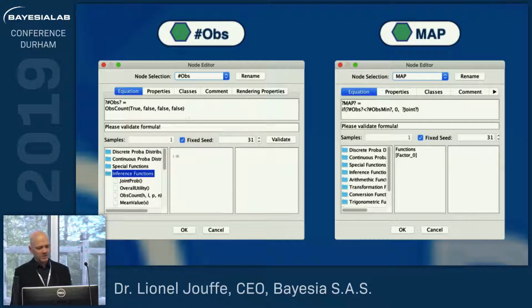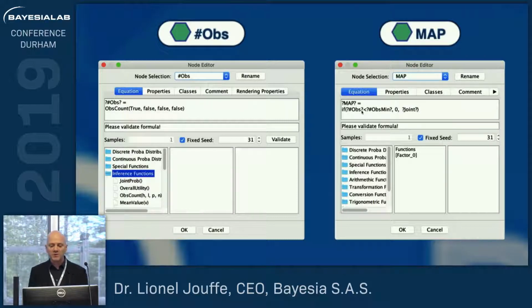So, in a function node, you have to go to Equation to define what your function is, and to select here Inference Function. You have a long list of functions that are available, and for this one, we added a new one that allows you to know how many observations have been set in your network, right? So you can count how many hard evidence, numerical evidence, soft evidence, and likelihoods. And here I've defined that I just want to count how many hard evidence I have set in my network. And for the function node MAP, I'm just using this function.